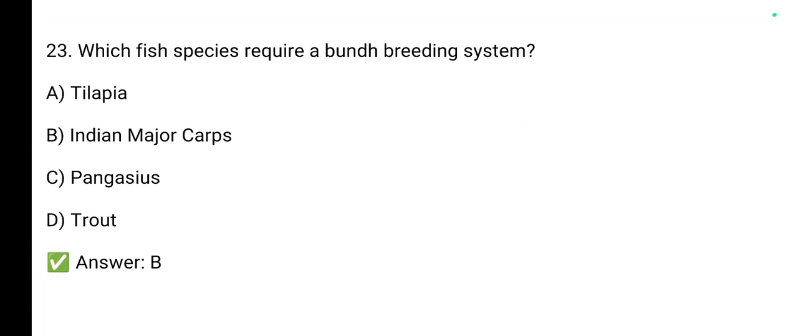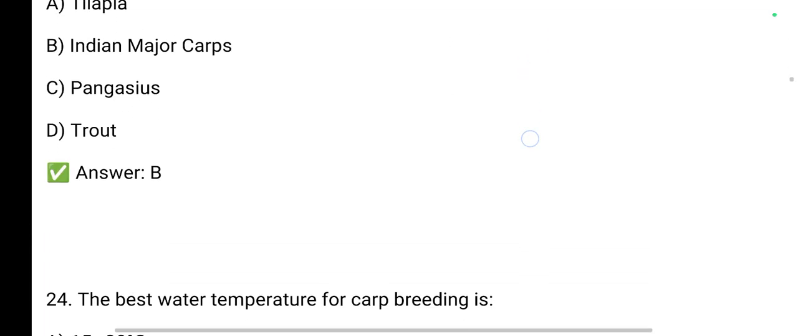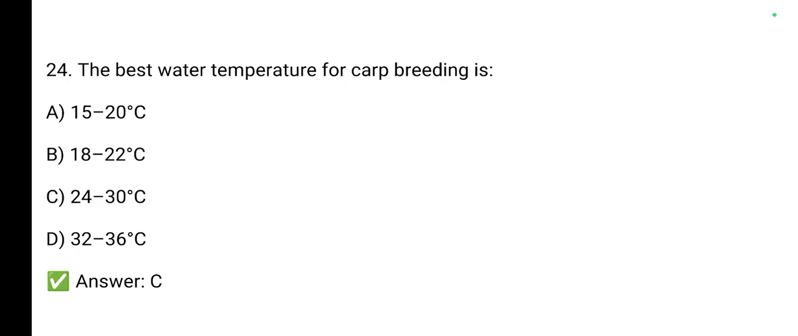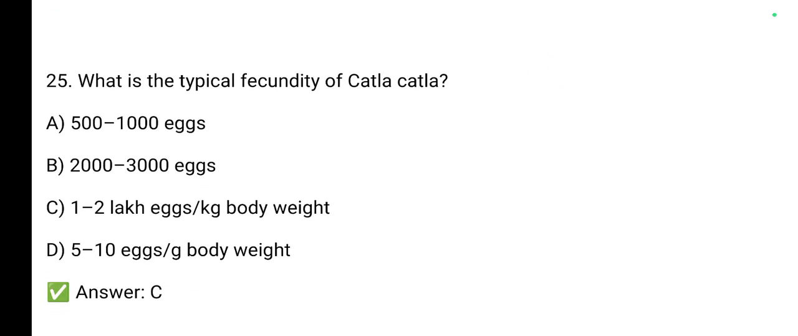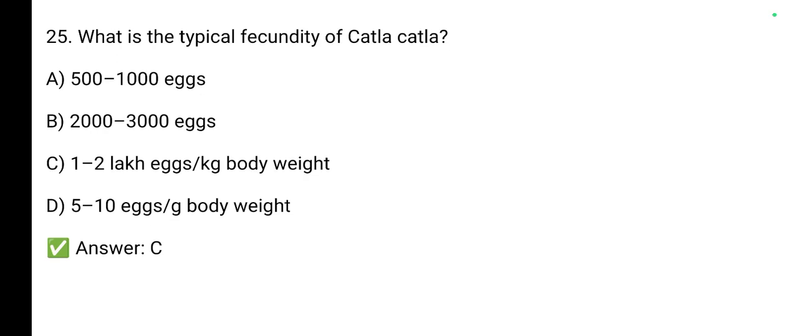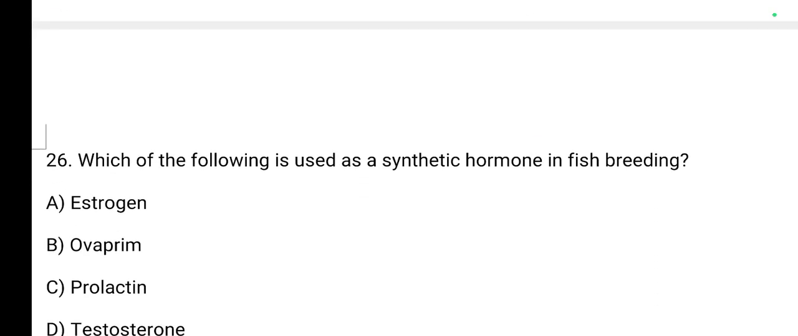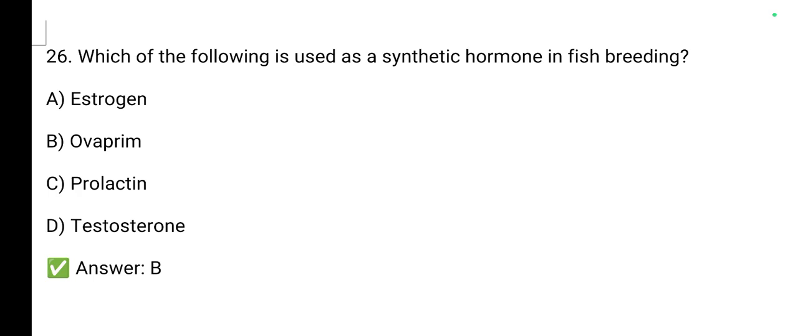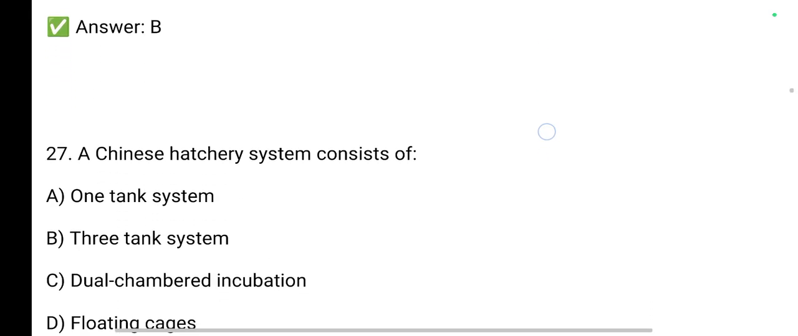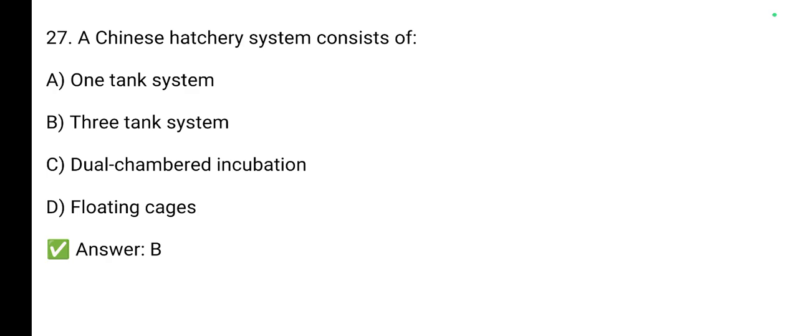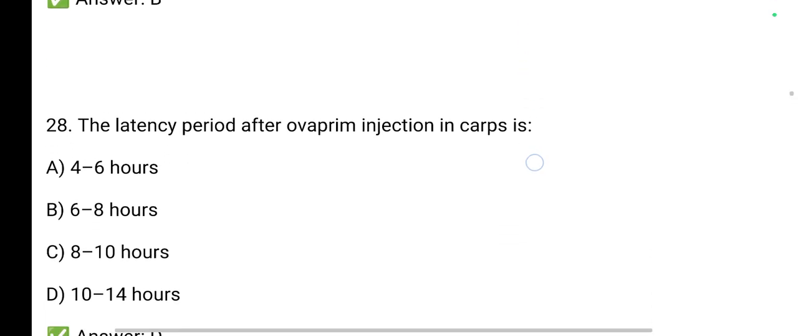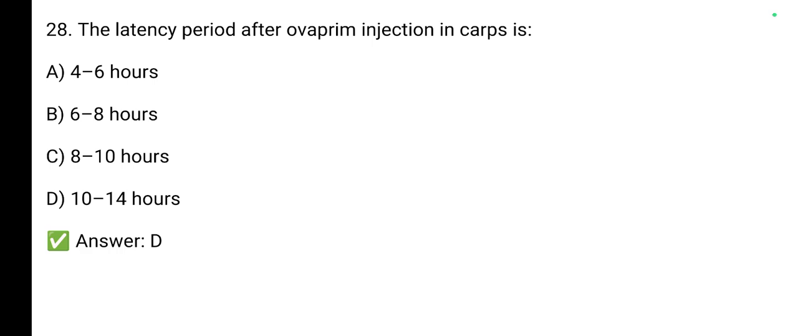Which fish species require a bundh breeding system? So it is Indian major carp. The best water temperature for carp breeding is 24 to 30 degrees Celsius. What is the typical fecundity of Labeo catla or Catla catla? So it is 1 to 2 lakh eggs per kg body weight. Which of the following is used as synthetic hormone in fish breeding? So it is Ovaprim. A Chinese hatchery system consists of 3-tank system. The latency period after Ovaprim injection in carp is 10 to 14 hours.